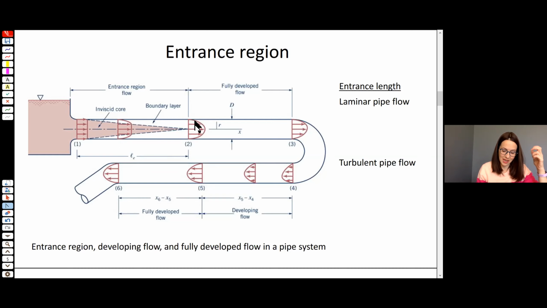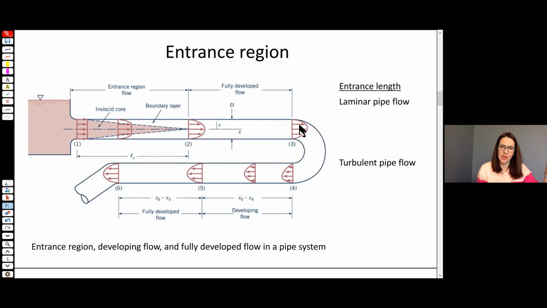And you've got this nice characteristic parabolic velocity profile that we expect for a laminar pipe flow in a straight section of pipe, for fully developed laminar pipe flow. So this is called the entrance region from sections 1 to 2. And then from sections 2 to 3, we've got this nice fully developed flow. We've just got this nice parabolic profile. It looks the same all the way in this region.